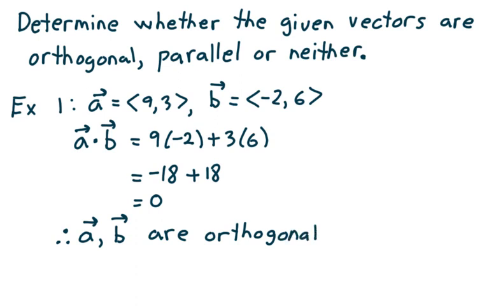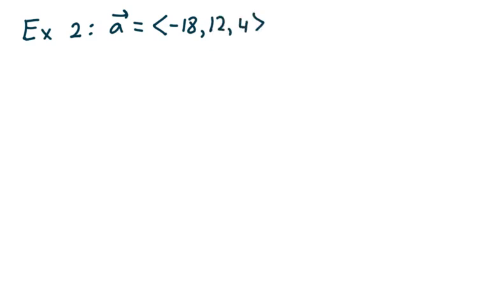That's how you do example 1. Let's take a look at example 2. Suppose I had the following. Suppose A equals the vector negative 8, 12, 4. And suppose B is the vector 6, negative 9, negative 3.